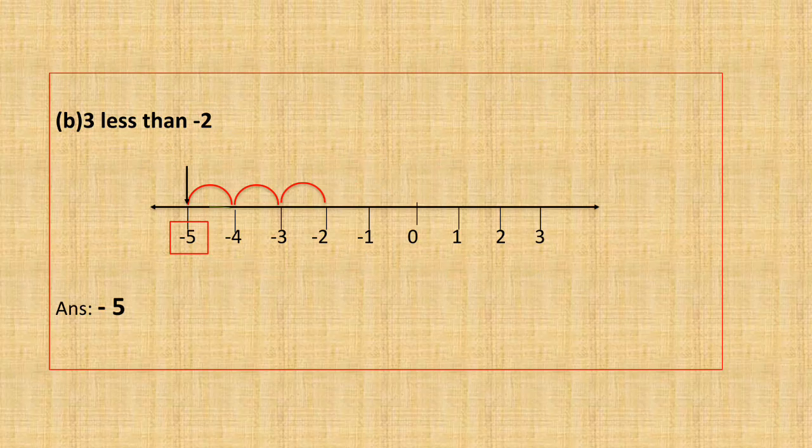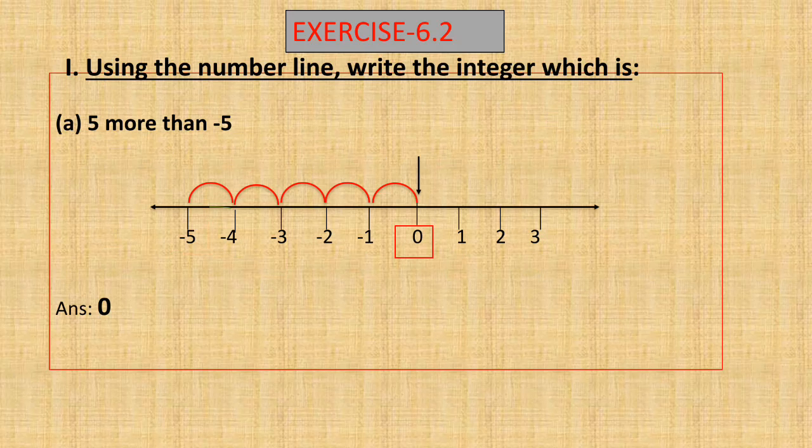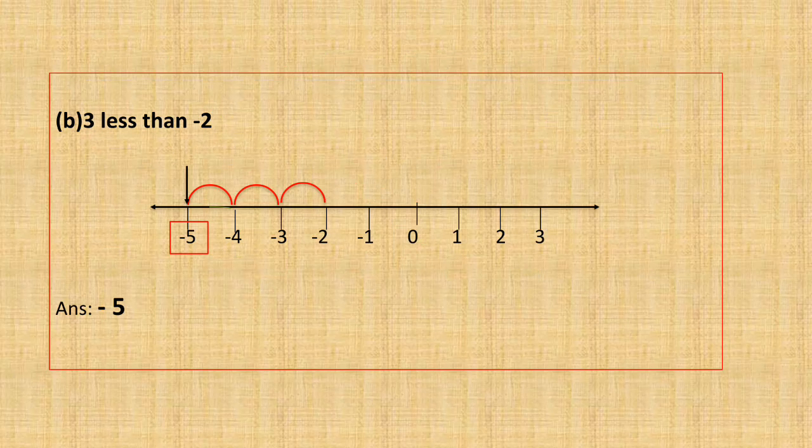From minus 2, you have to subtract 3 steps. We have to go backward 3 steps: from minus 2, minus 3, minus 4 and minus 5. If you go backward 3 steps from minus 2, you will reach minus 5. Here you are moving forward as more than is given in the question. Here you are moving backward as you have less than in your question.